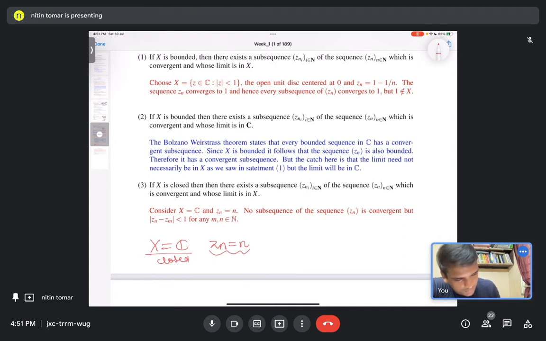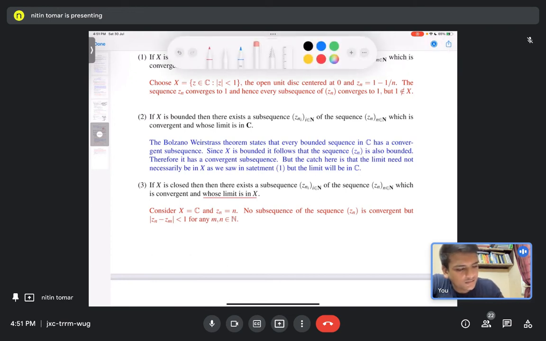No. You see that the difference between any two elements in this sequence is at least one, right? It is at least one. So it cannot be Cauchy. And if it cannot be Cauchy, then it cannot be convergent. Forget about talking about its limit. It's not even convergent. So we won't even go to the limit case. Okay, so this statement is utterly false. The one thing that I need to change here is the following.